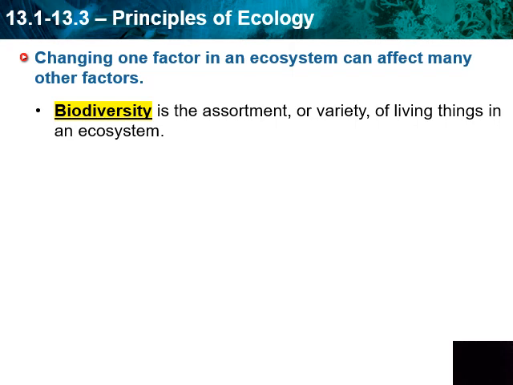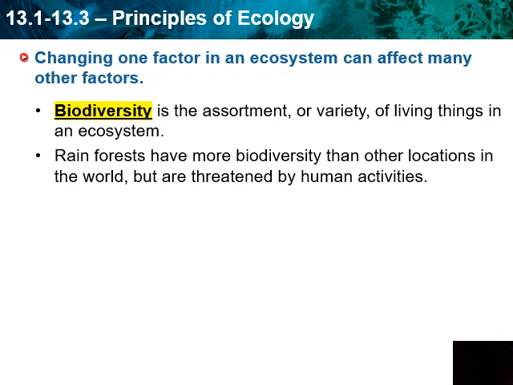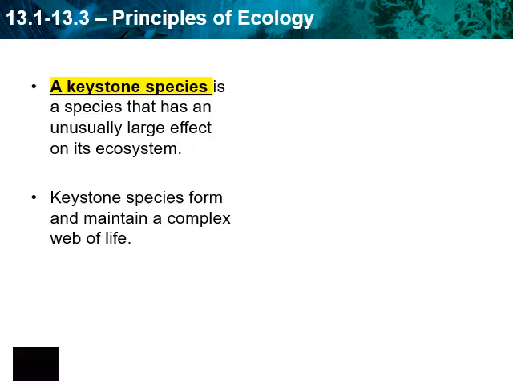And biodiversity, like we learned at the very beginning of the year, remember life, biodiversity, differences? Biodiversity is the assortment or variety of living things in an ecosystem. And as you know, the rainforests have way more biodiversity than other locations in the world because of that very well-suited climate. Lots of things can grow and thrive there because it's right along the equator where it's warm and moist. So those rainforests have a lot more biodiversity, but they are threatened by human activities.